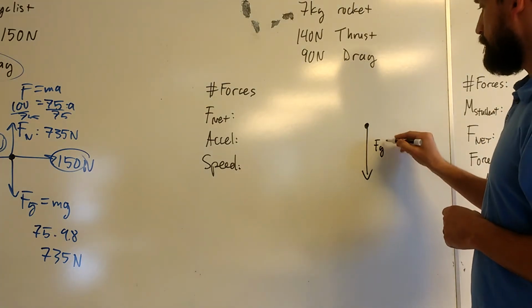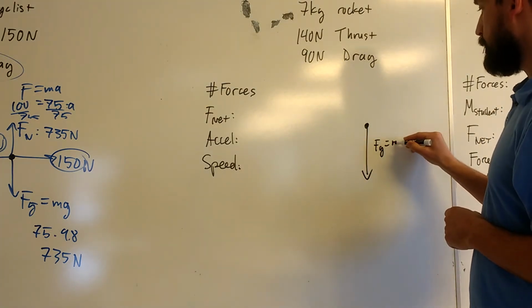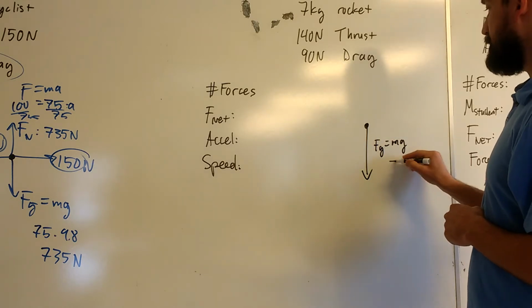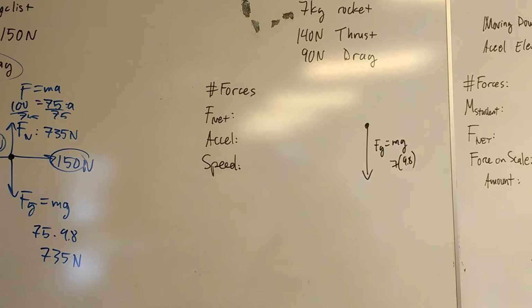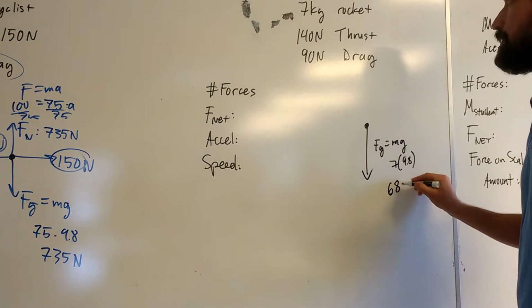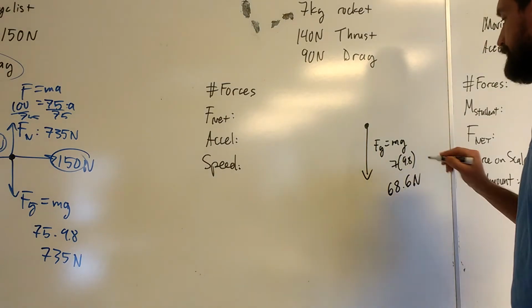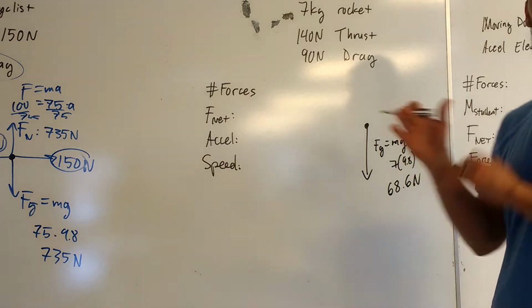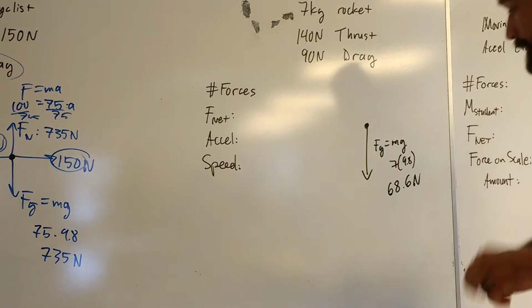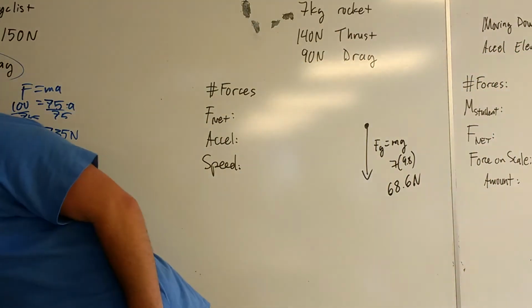So, force due to gravity, again, that's mass times acceleration. I'm going to put mg here. So it's 7 times 9.8. So our force due to gravity, 68.6 newtons. Is there a normal force? No. We're not contacting any surfaces. But there's some other things happening.